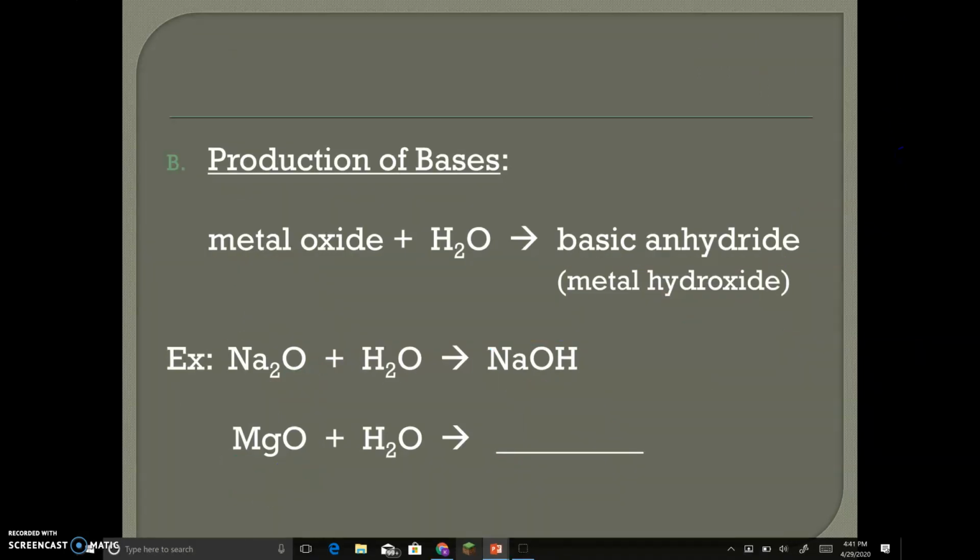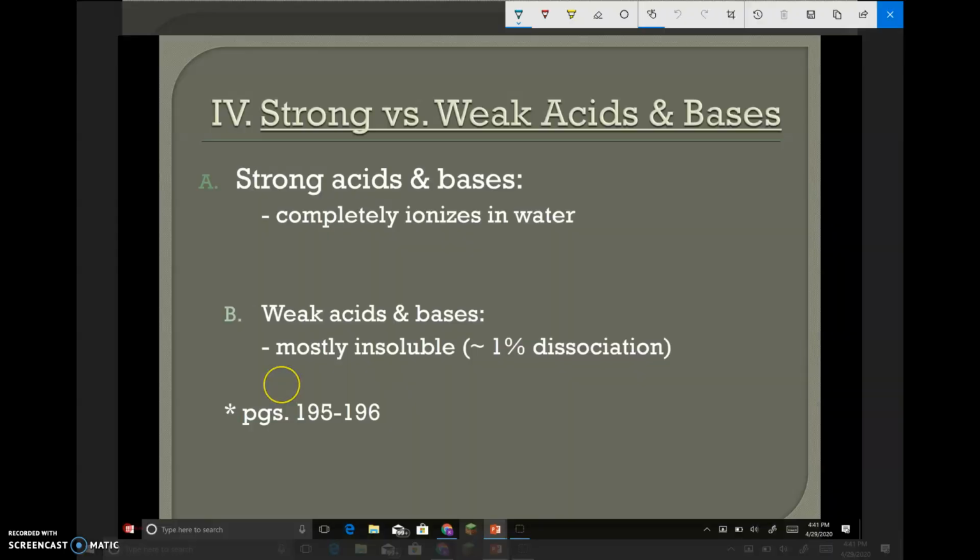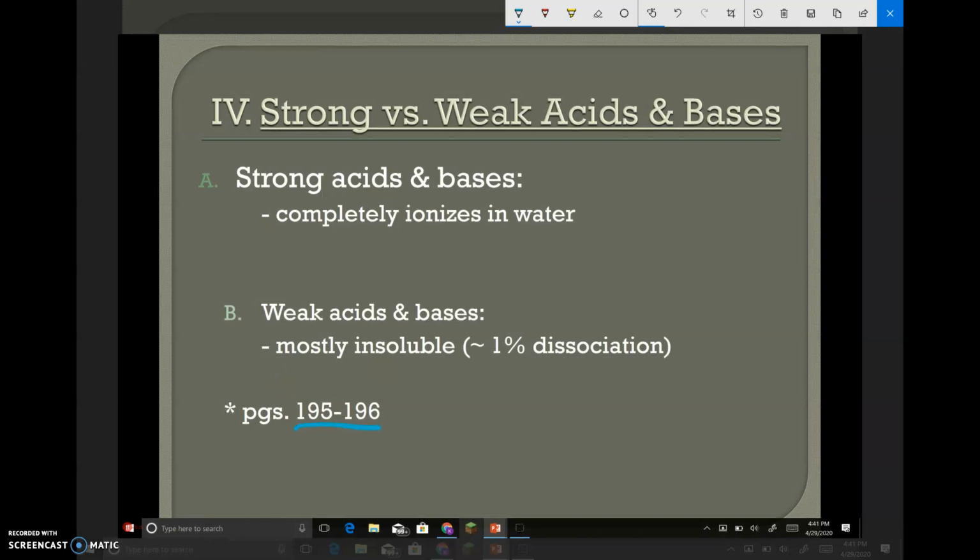Okay, next section is 7.4. And 7.4 is just about strong versus weak acids and bases. These have to be done in a lab setting. So on pages 195 and 196, there's a list of strong acids and bases. I would just make sure that you know the 3 strong acids that it lists. So let me hurry and write those down.